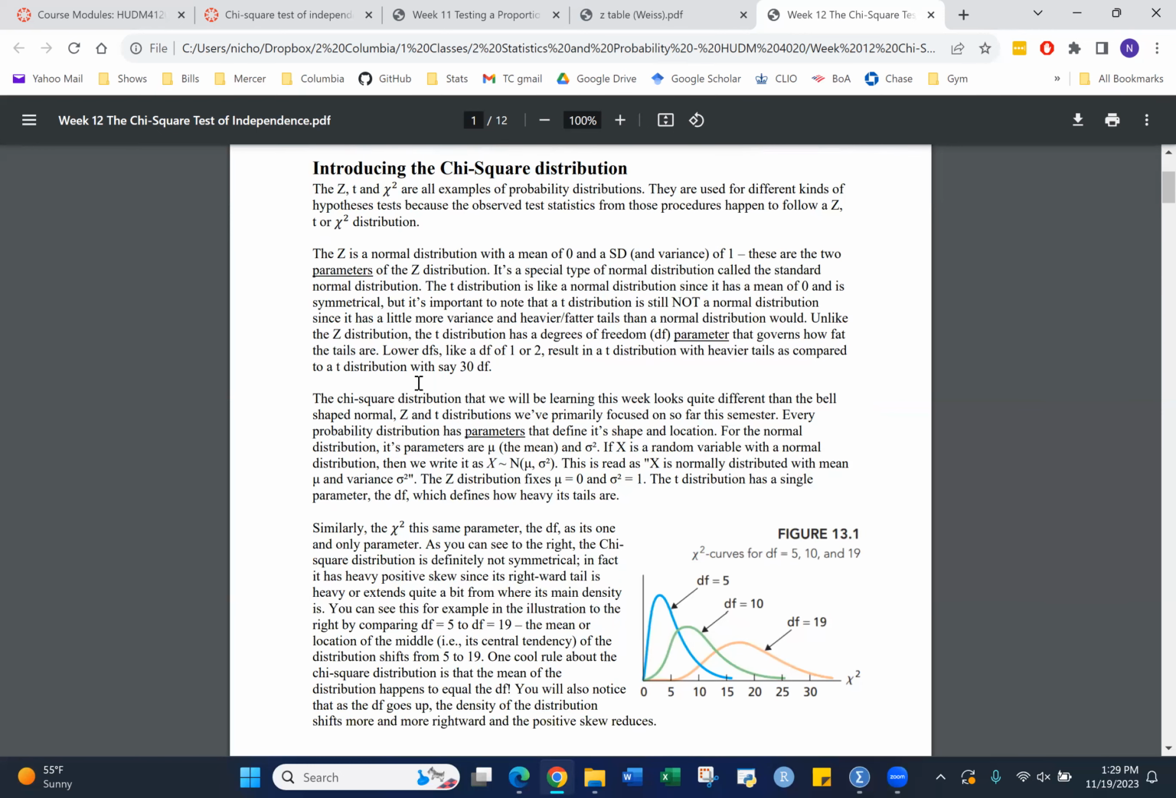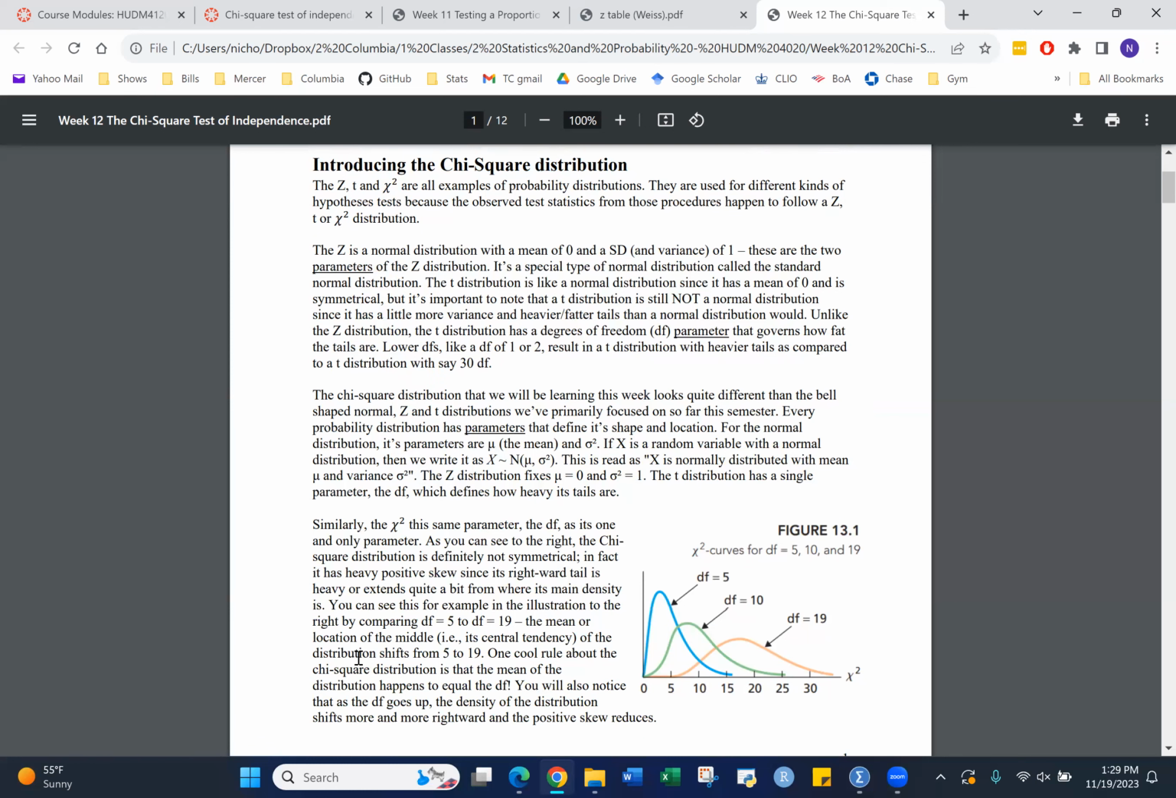So let's start by learning what we mean by the chi-square distribution. The chi-square distribution is like any other distribution. It belongs to this wider class of mathematics called probability distributions. We've already learned a few different probability distributions: the normal distribution, and the z distribution, which is a very special type of normal distribution because it has a mean of 0 and a standard deviation and variance of 1.